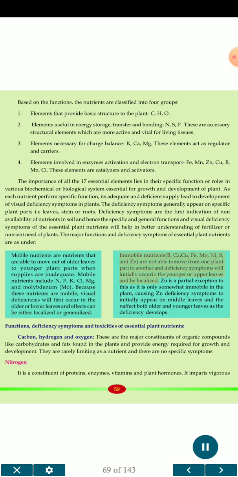Immobile nutrients B, Ca, Cu, Fe, Mn, Ni, S, and zinc are not able to move from one plant part to another, and deficiency symptoms will initially occur in the younger or upper leaves and be localized. Zinc is a partial exception to this as it is only somewhat immobile in the plant, causing zinc deficiency symptoms to initially appear on middle leaves and then affect both older and younger leaves as the deficiency develops.